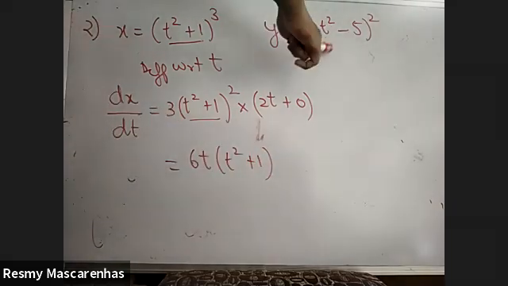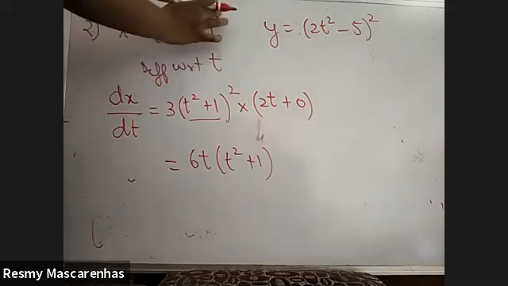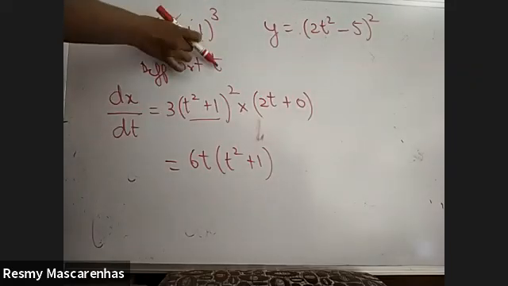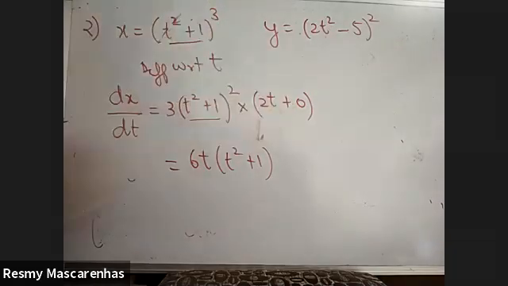Same way find dy by dt. Whenever there is something in the bracket raised to cube, consider it like x cube. This is one function. This whole underlined thing into the extra derivative of whatever I had underlined. Answer is 3t into (t square plus 1) square upon 4t into (2t square minus 5).